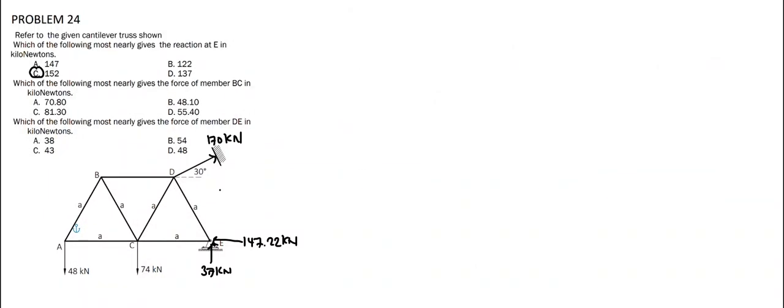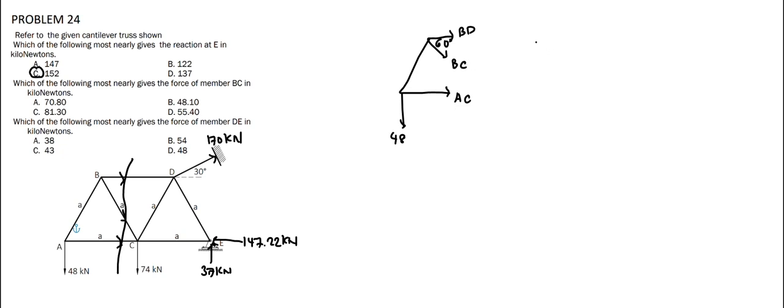Now that we have the value for the reactions, we can now proceed solving the force in member BC and DE. We can apply the method of sections, and this segment here, and considering the left side, we expose forces BD, BC, and AC, assuming they are all in tension. So we're drawing our free body diagram. We have forces AC, force BC, and force BD, and this angle here is 60 degrees. And we have a downward force of 48 kilonewton.